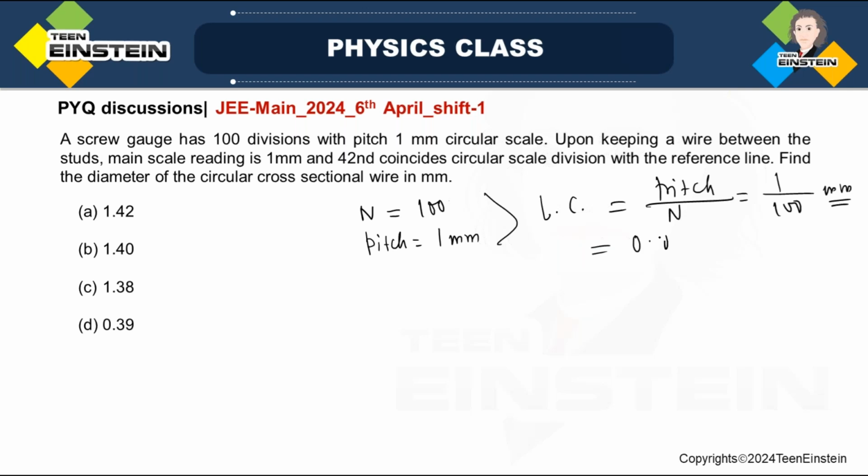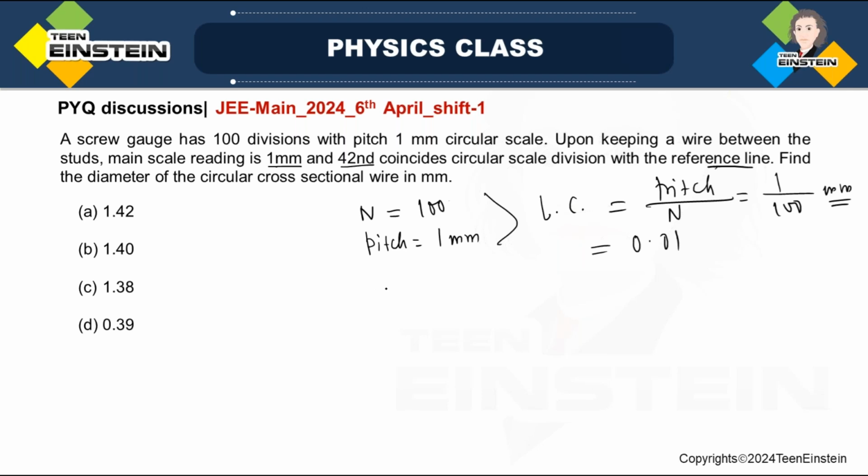I can write 0.01 millimeter. Upon keeping a wire between, the start main scale reading is 1 millimeter and 42 circular scale divisions coincide with the reference line, as you know. So this will give you the circular scale reading.